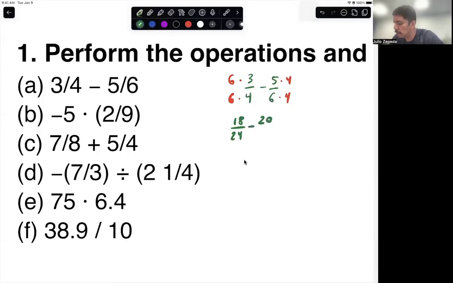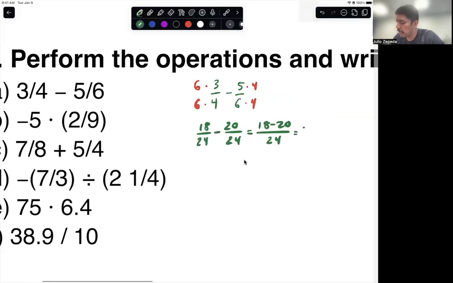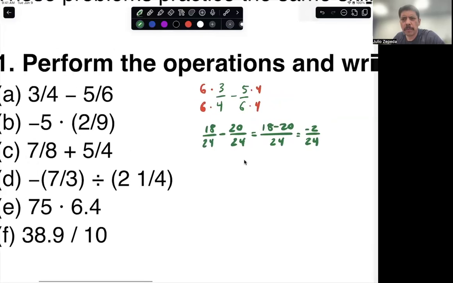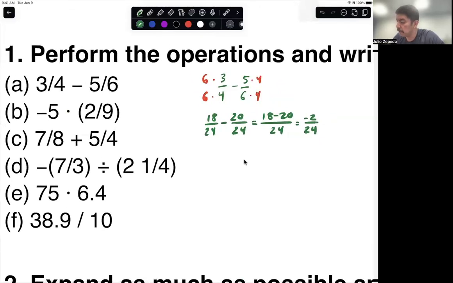Minus 20 over 24. And then we subtract the two fractions by subtracting the numerators and leaving the denominator the same. So here we get negative 2 over 24. And if you don't use the least common denominator, but just a common denominator like 24 here, then you'll probably have to do a little bit of reducing at the end. Here we can see that there's a common factor of 2 in the denominator and in the numerator. So I just divide both the top and the bottom by 2, and that gives me an answer of negative 1 over 12. So this is how we subtract two fractions.